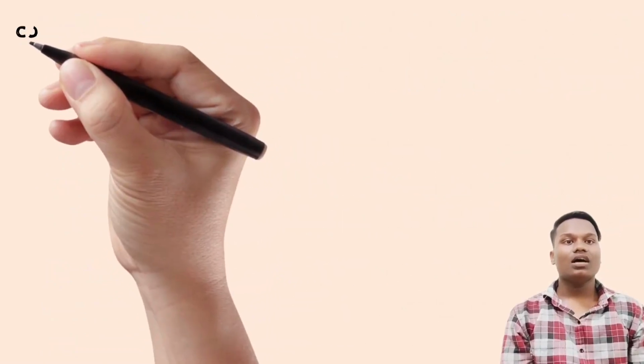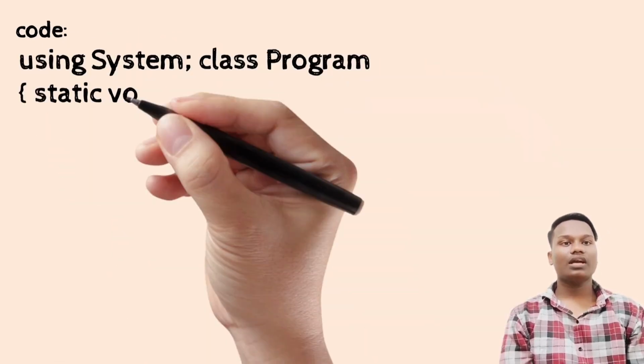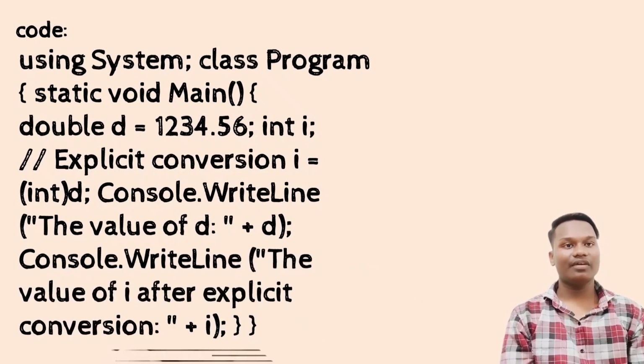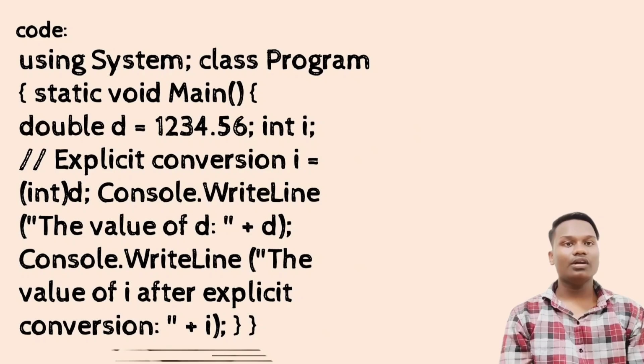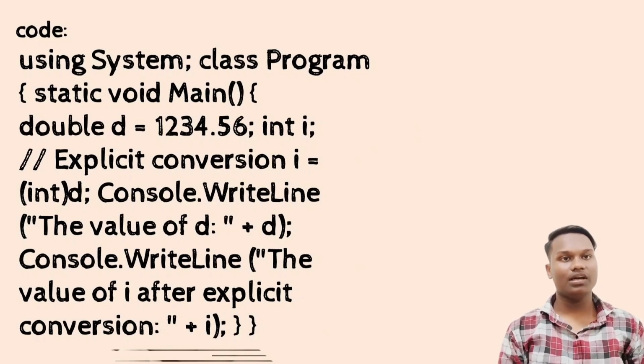Let us see a small example on it. Here, the class name is Program. Static void Main is the entry point of the program. We have declared one variable named d, which stores the value, and (int) is the explicit conversion, which is used for converting a decimal value into an integer. Here we have two print statements. The first print statement prints the value stored in the variable d, and the other print statement prints the value after the explicit conversion.